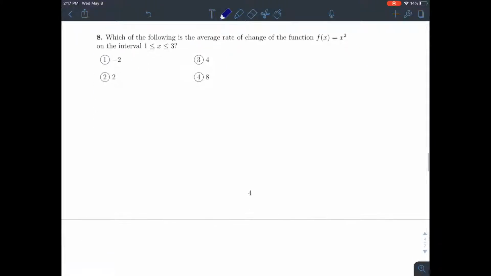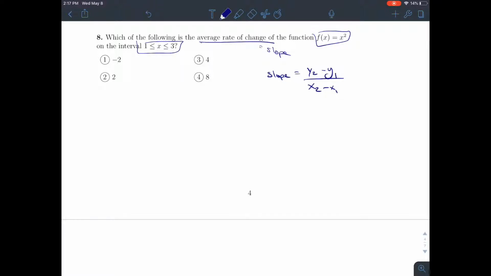All right, so for problem number 8, which of the following is the average rate of change of this function on this interval? So since average rate of change is the same thing as slope, we're allowed to bust out our slope formula. And the slope formula is y2 minus y1, which is the change in y, over the change in x, x2 minus x1.